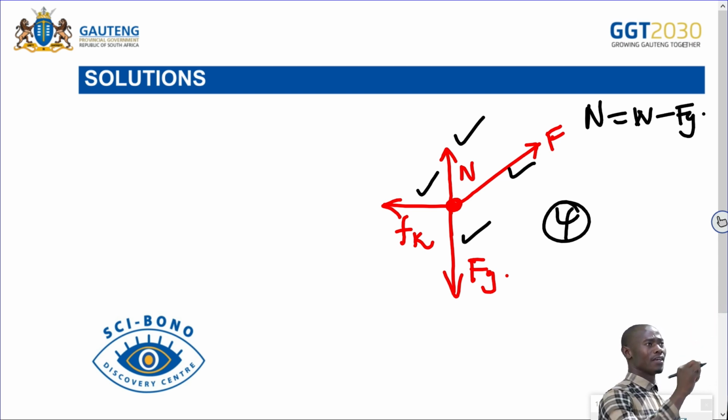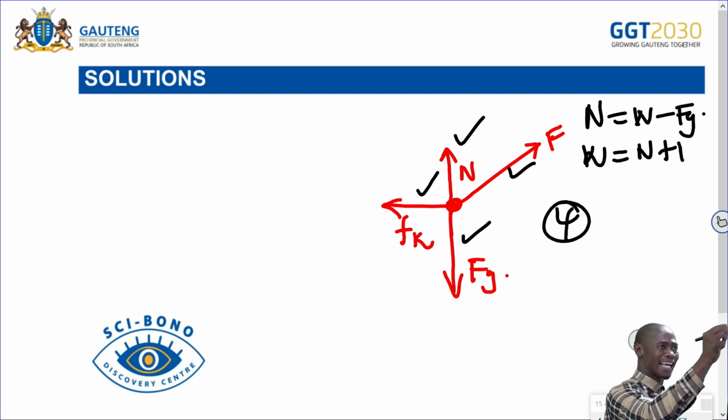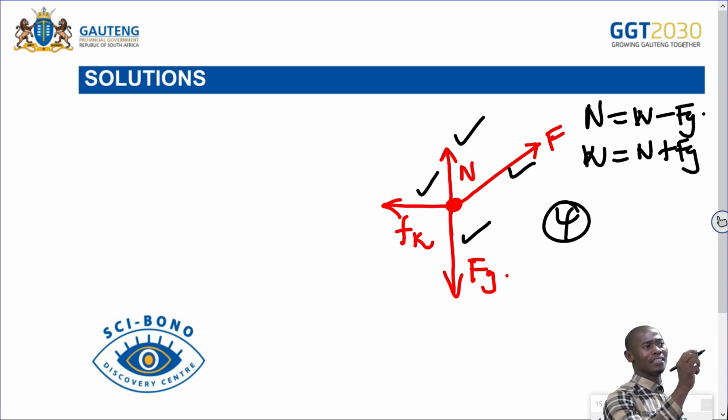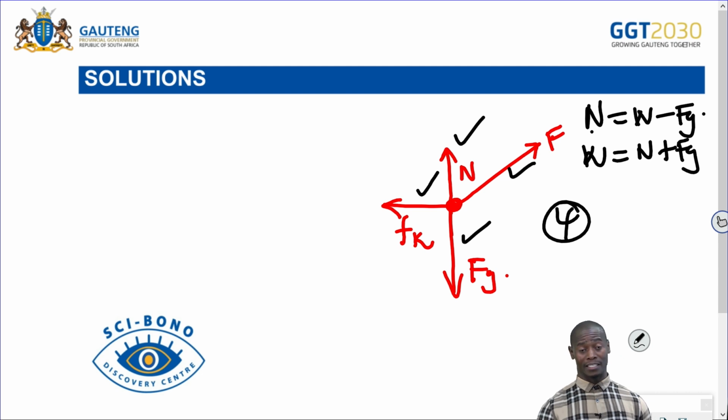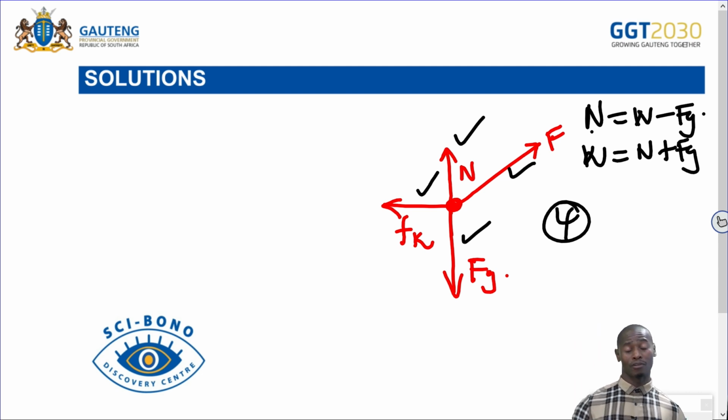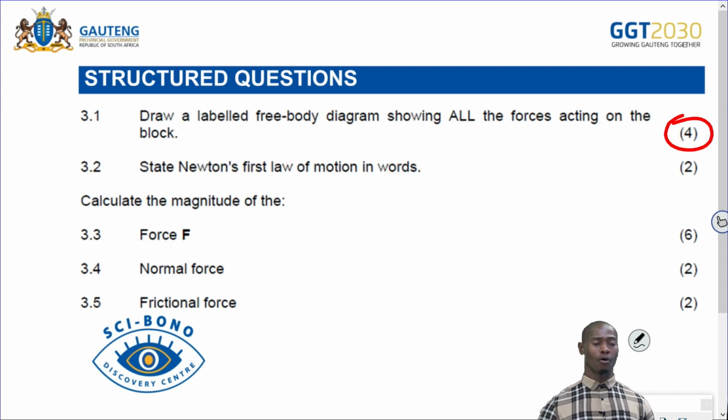Fy. You see? Then if normal force is weight minus Fy, it means that weight will be normal force plus Fy. I hope you can see the difference between the two. So it means that your normal force will be less than your what? Your Fg. Right. Those are some of the things that you need to be careful about. But the total number of forces here, there are 4. All right. Then let's go back and see what more they are looking for.